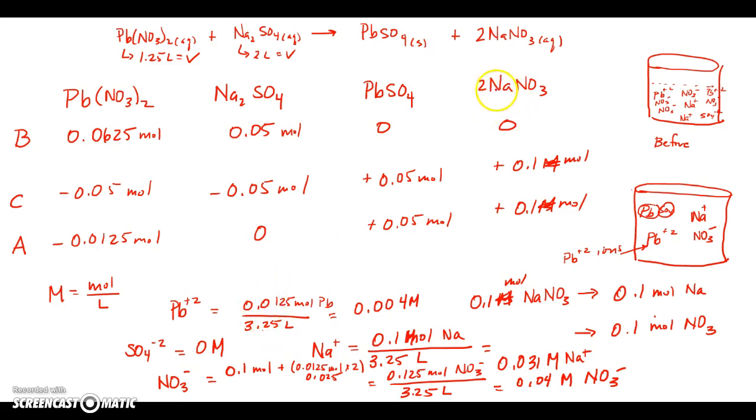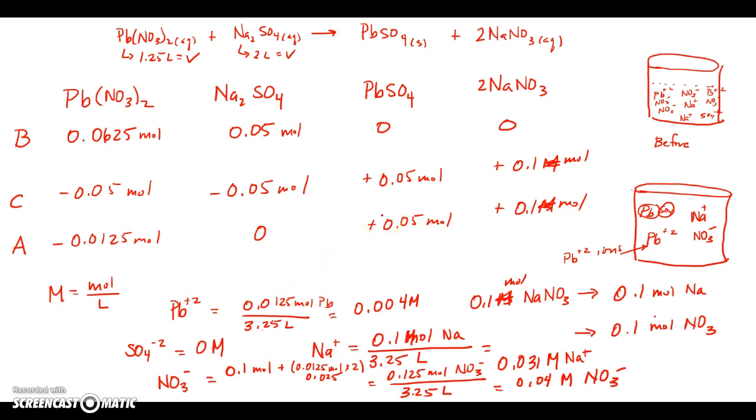With the sodium and nitrate, with the sodium, I could tell that sodium was essentially all placed into the beaker. None of it reacted. We know through our BCA table that we had 0.1 moles of Na that went into the solution, and we'll put that over the entire volume.